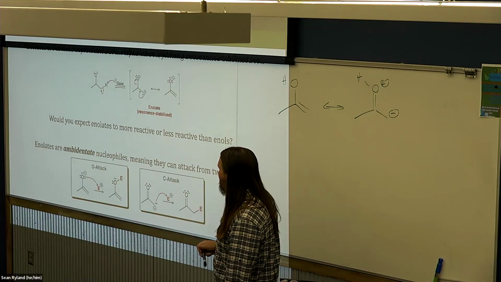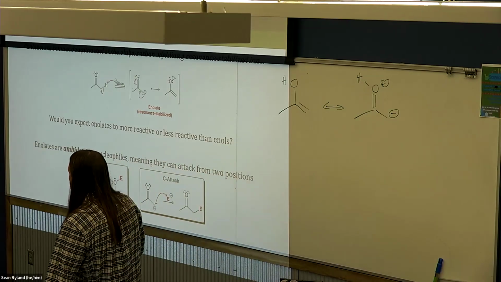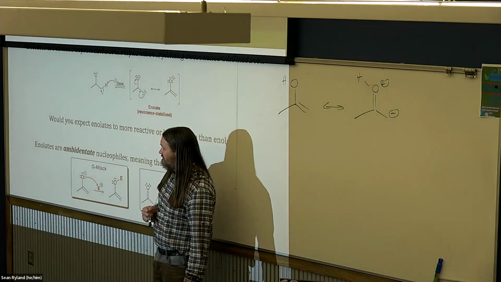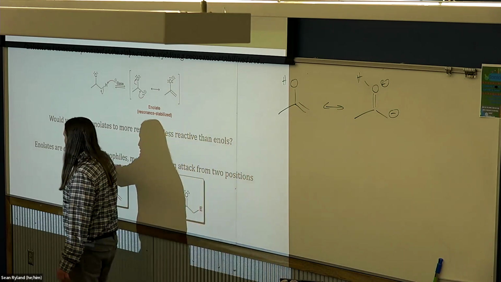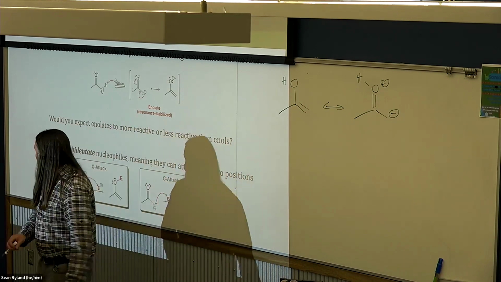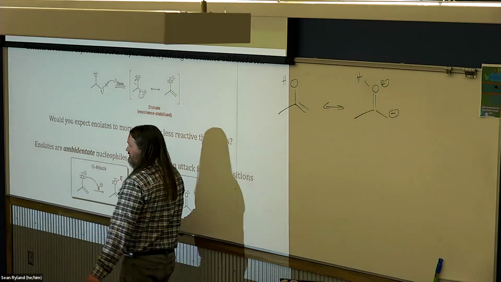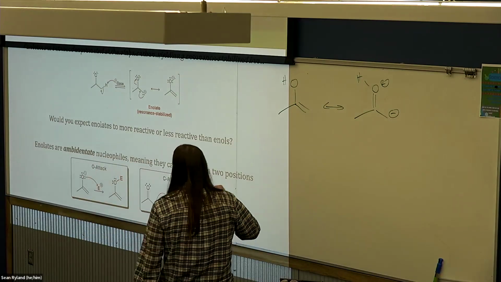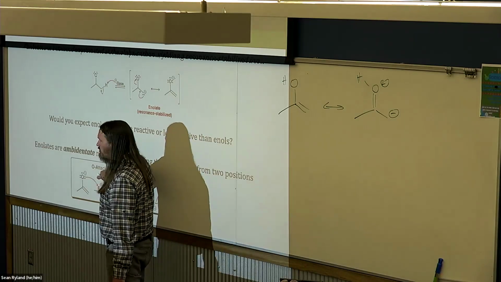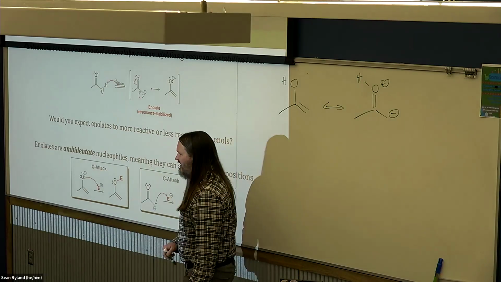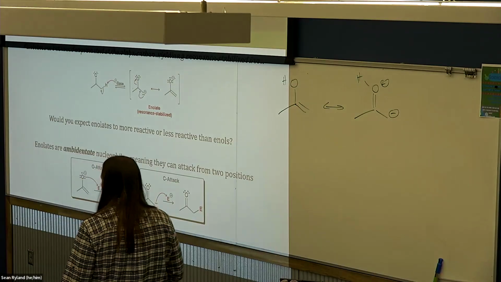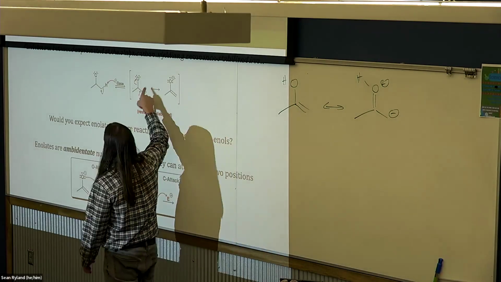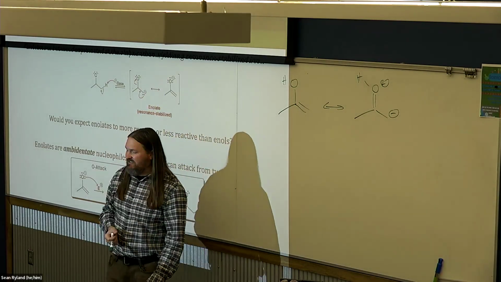Enolates are also what are called ambidentate. Like ambidextrous. What does dent mean? Dental student. Great question. Means tooth. Oh, really? Yeah. It means it can bite from either side. So we refer to that for the most part as either an O attack if it attacks from the oxygen, or a C attack if it attacks from the carbon. But either way, we have 2 different places that have significant negative charge. So we have 2 different spots that can act as a nucleophile.